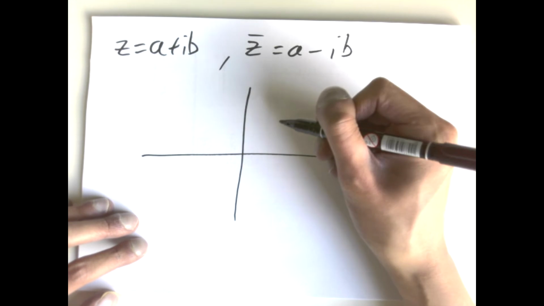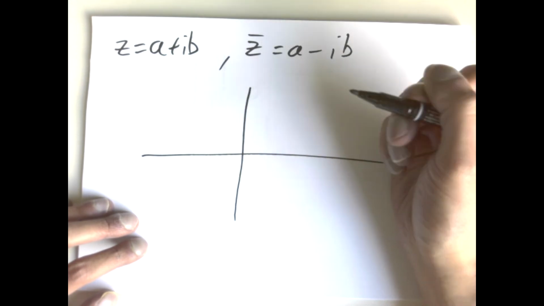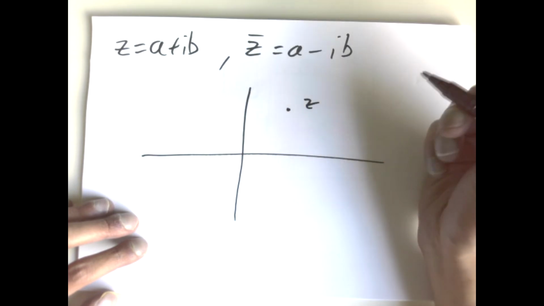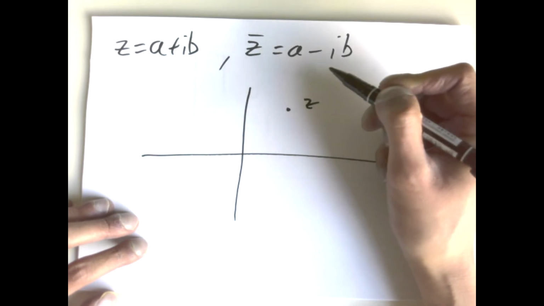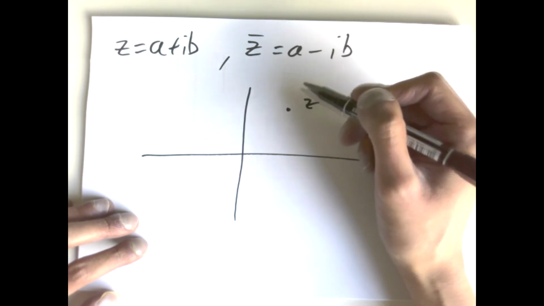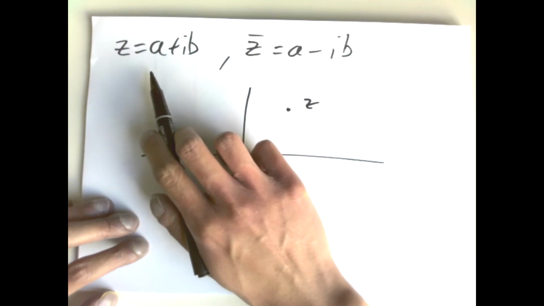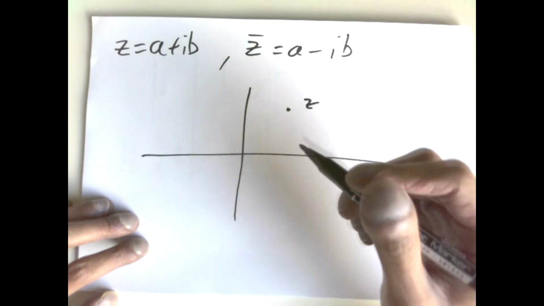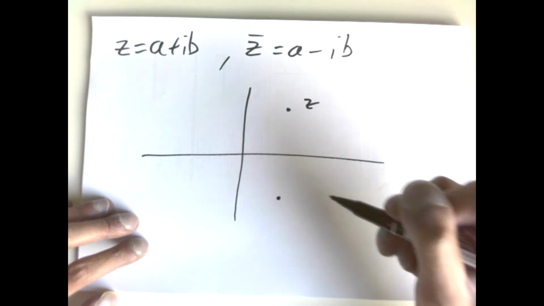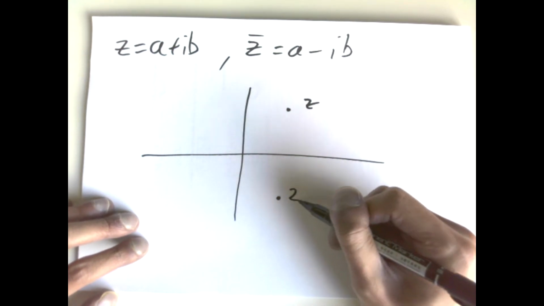Let's assume a and b are both positive numbers, and z happens to be here. Because z bar has an imaginary part that is just the negative of z's imaginary part, the conjugate will simply be a reflection along the real axis.